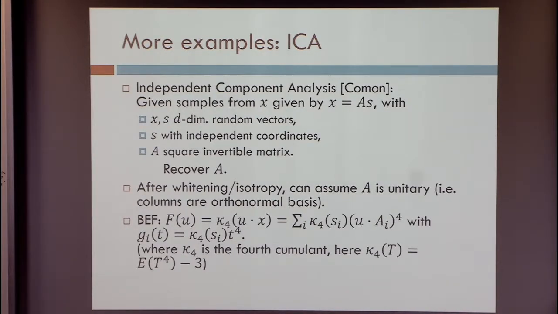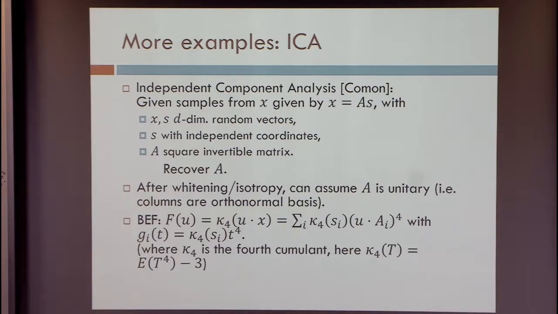So here is another example, independent component analysis, which we have seen before in other talks here. I'll remind you what the problem is. You are given samples from a random vector x, d-dimensional, where x is a linear image of another random vector s, also d-dimensional, and with the property that the coordinates of s are independent.